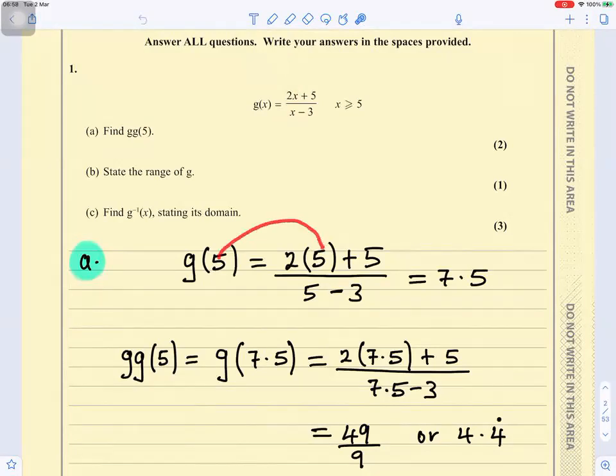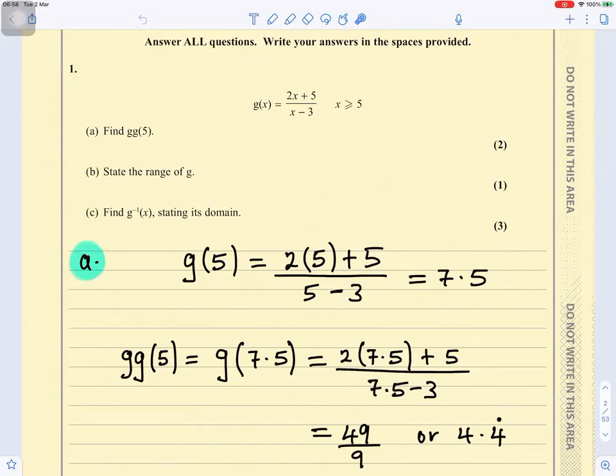So that means g of 5 would be 2 times 5 plus 5 divided by 5 minus 3. That gives you 7.5. Now we take that answer, 7.5, to get the second g, which will be g of 7.5. So we take that 7.5 and put it in there for x. So it's 2 times 7.5 plus 5 over 7.5 minus 3. That gives you 49 over 4 or 4.4 recurring.